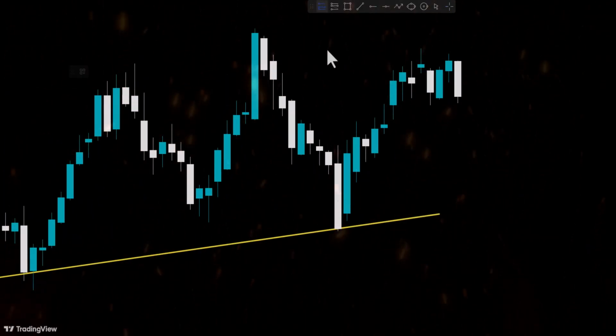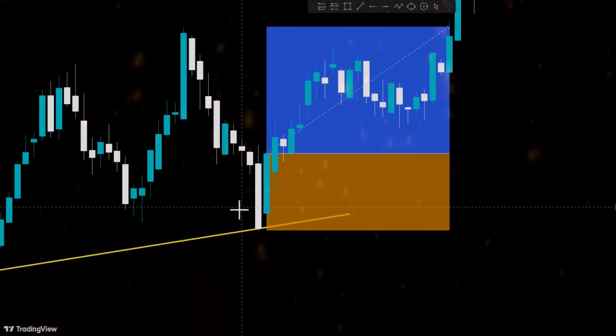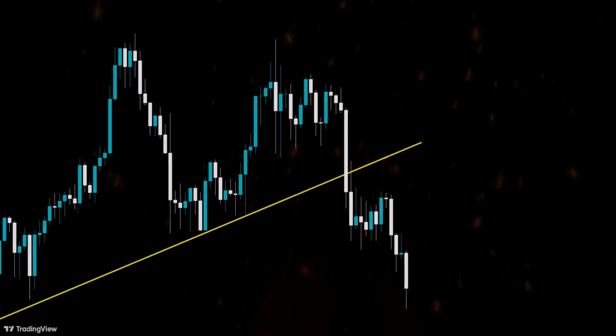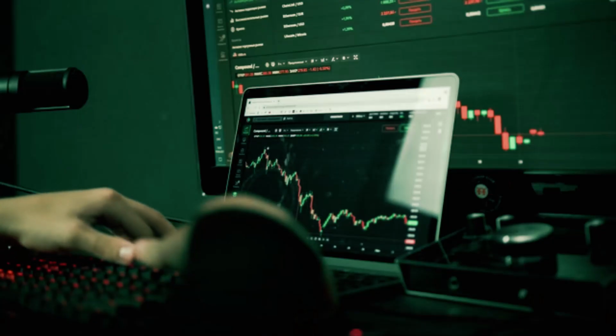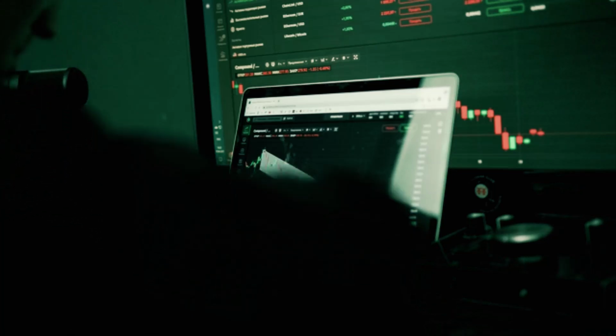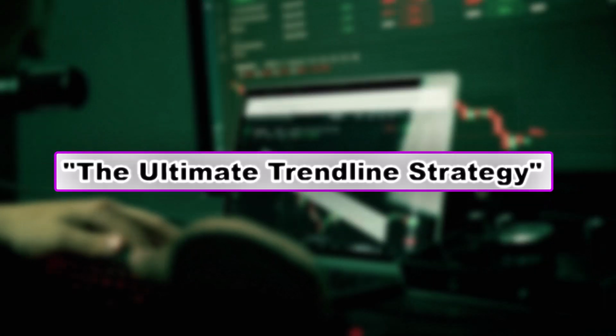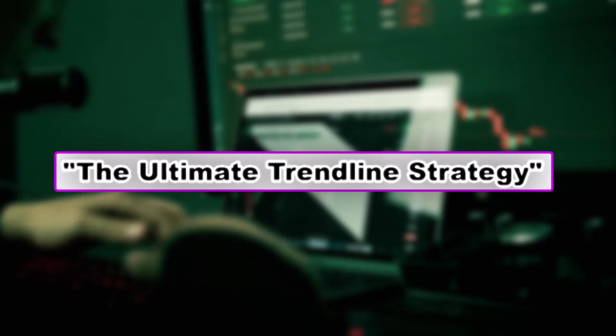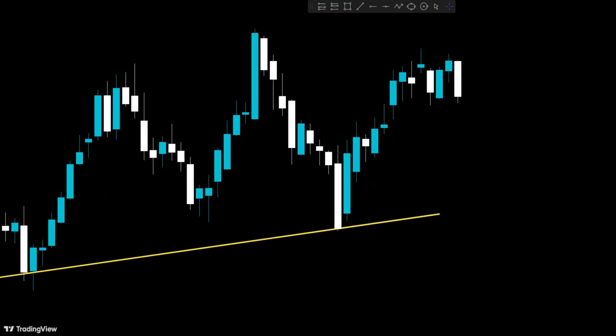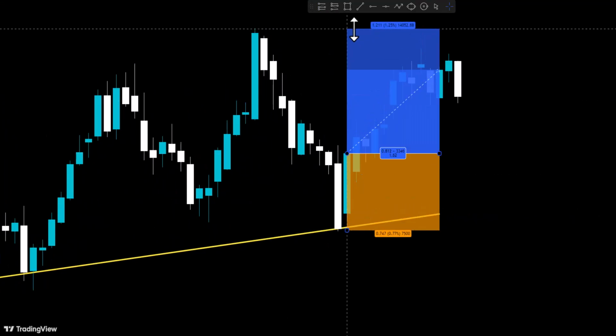Should we enter when the price touches the trend line, expecting a bounce, or wait for a breakout and ride the trend reversal? After years of testing, tweaking, and trading, I've found the ultimate trendline strategy that works consistently, and today, I'm revealing it all. Get ready for a step-by-step guide on drawing trend lines the right way and how to trade them like a pro.